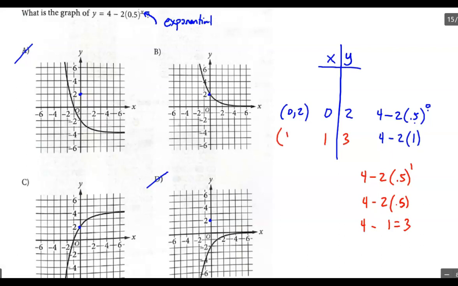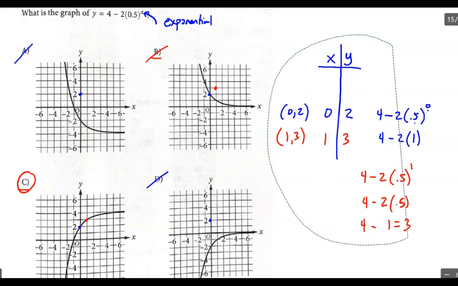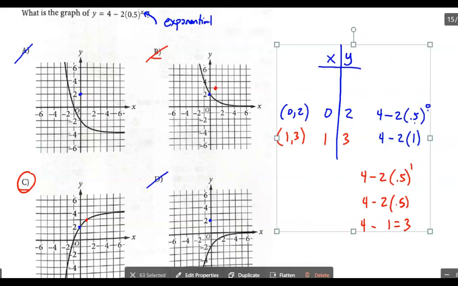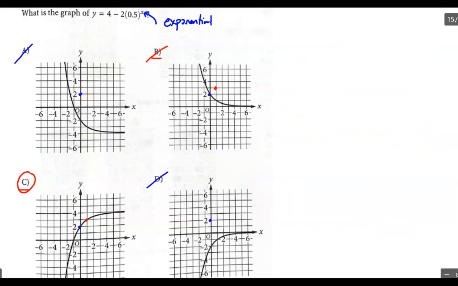So I now have another point that has to live on the graph. It's (1, 3). Out of my two choices that are left, over 1 up 3 does not live on this one. Over 1 up 3 does live on this one. Correct answer is C. Now, that's a really quick way that I could just cheat that problem, not really know anything about the graphs of exponential functions, but just use my little table.